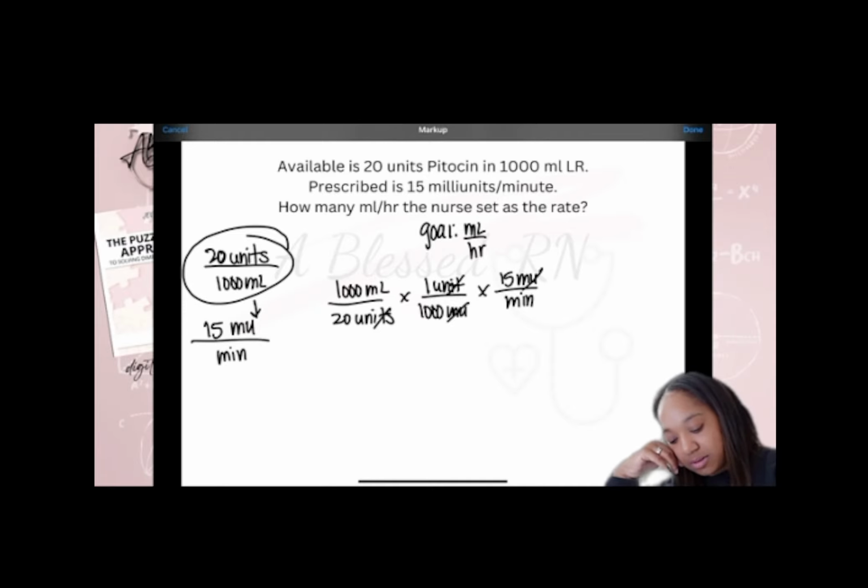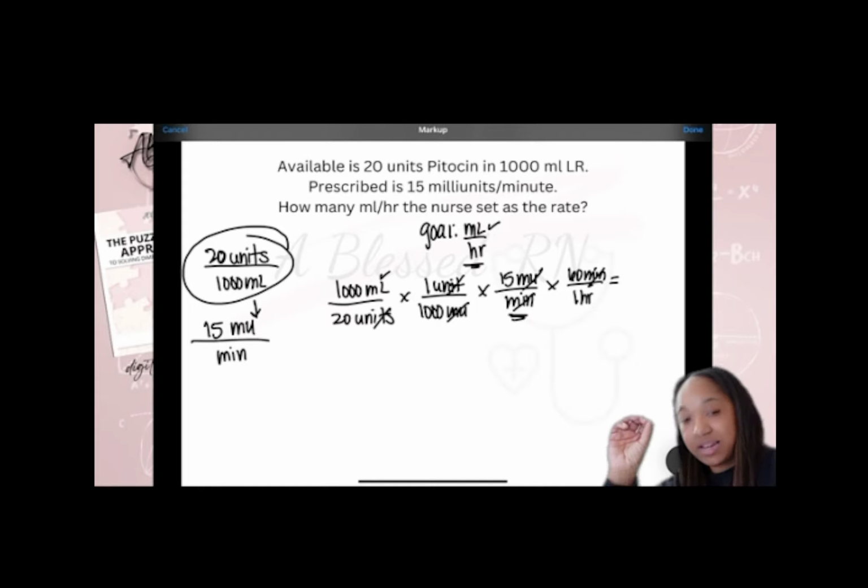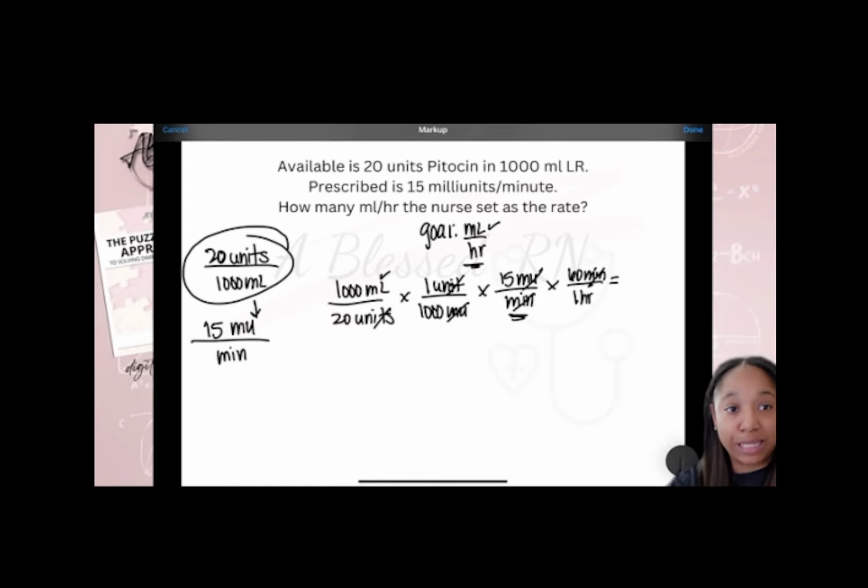Cross it out. Okay, we already started with the goal, so we got that top goal. Now we need hours at the bottom, and we have minutes. So 60 minutes is 1 hour. Minutes crosses out, and now we have the puzzle piece completed.